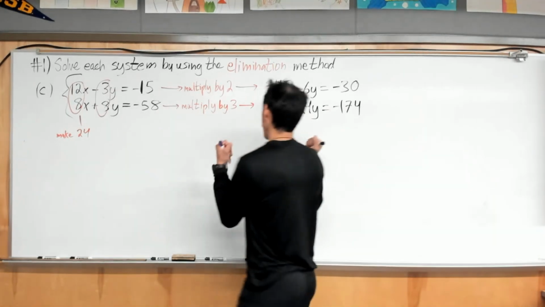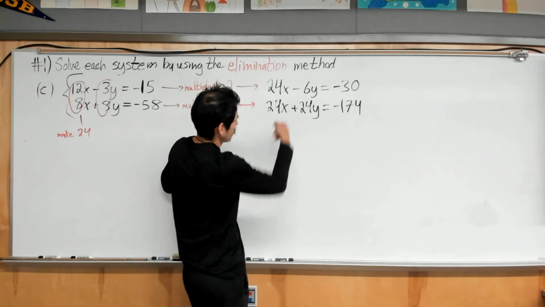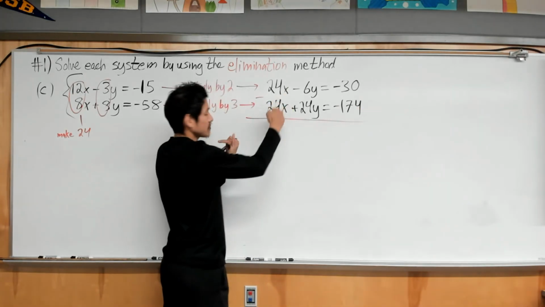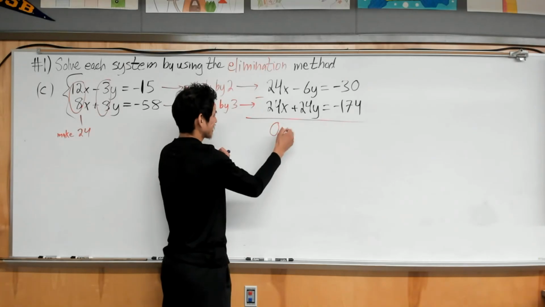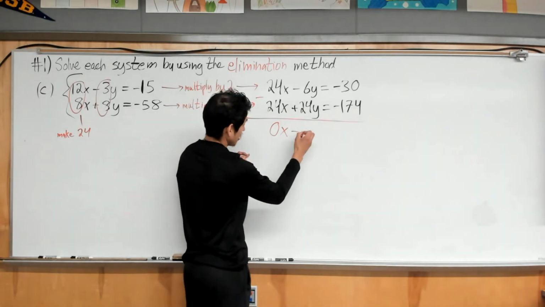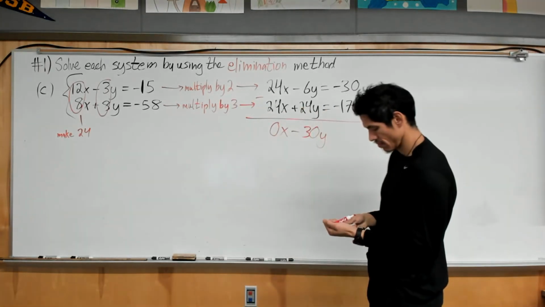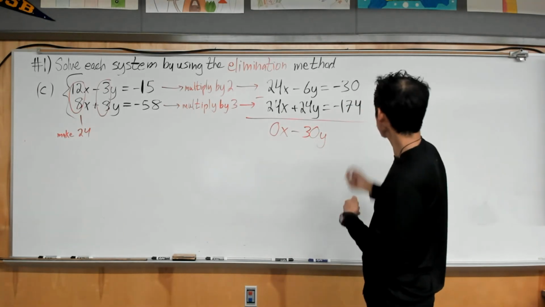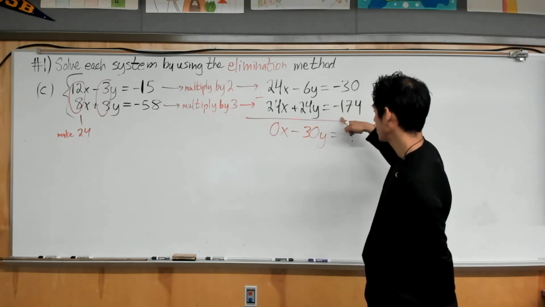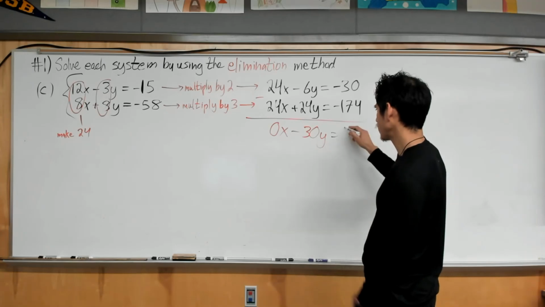Okay, now comes the elimination part. You're going to destroy one of these equations or one of the variables. So we're going to subtract, because 24x minus 24x gives you 0x. Then we do -6y minus 24y. That'll be -30y. And then you do -30 minus -174. That's like plus 174. So 144.